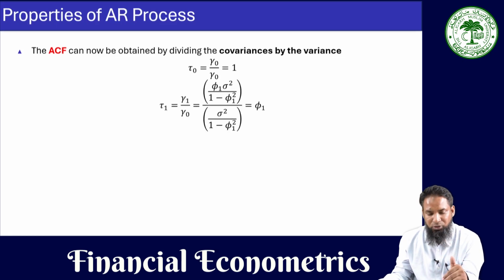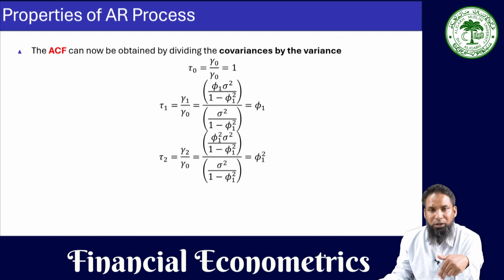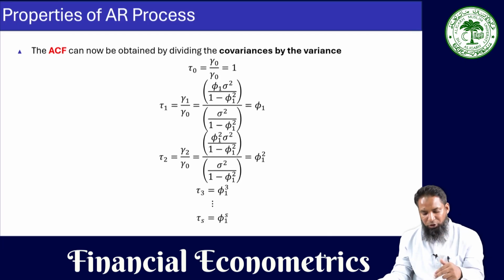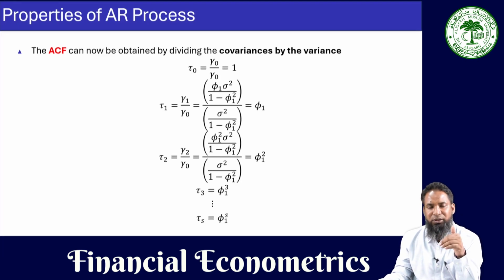And tau 1, that is the autocorrelation function at lag 1, will be gamma 1, the autocovariance at lag 1, divided by the variance, so ultimately we have phi 1. And tau 2, the autocorrelation function at lag 2, turns out to be phi 1 square. So tau 3 will be phi 1 cube. In fact, tau s, the autocorrelation function at lag s, will be phi 1 to the power s.